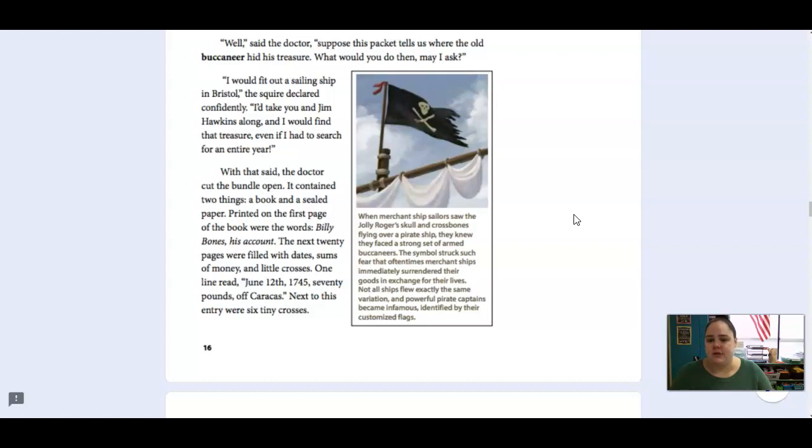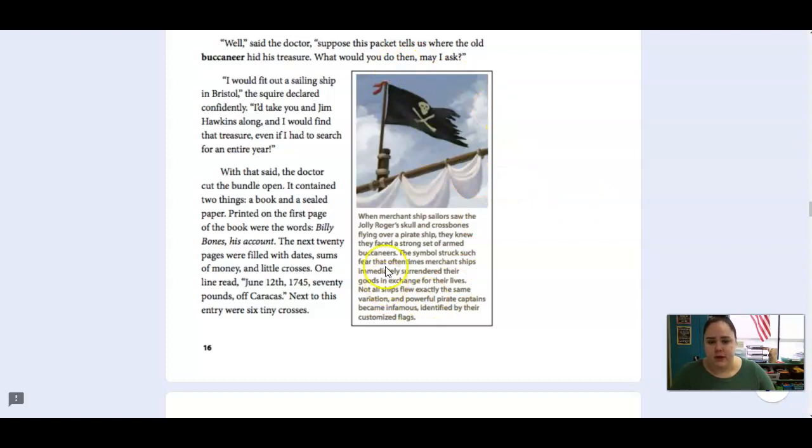With that said, the doctor cut the bundle open. It contained two things, a book and a sealed paper. Printed on the first page of the book were the words, "Billy Bones, his account." The next 20 pages were filled with dates, sums of money, and little crosses. One line read, "June 12, 1745, £70 off Caracas." Next to this entry were six tiny crosses.